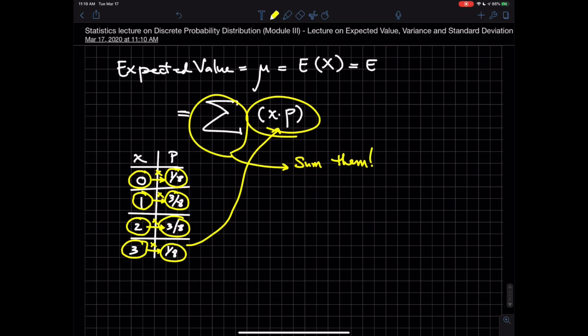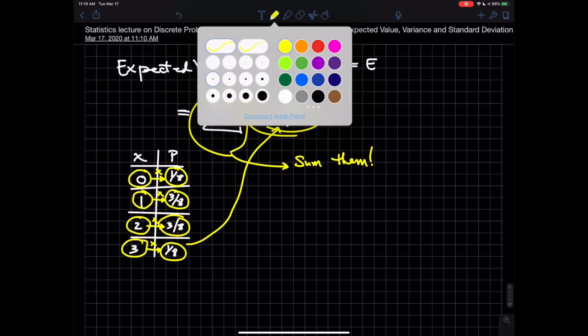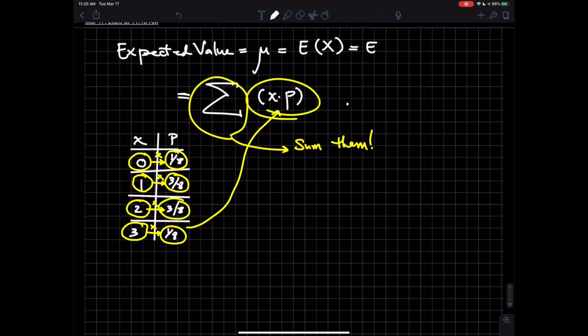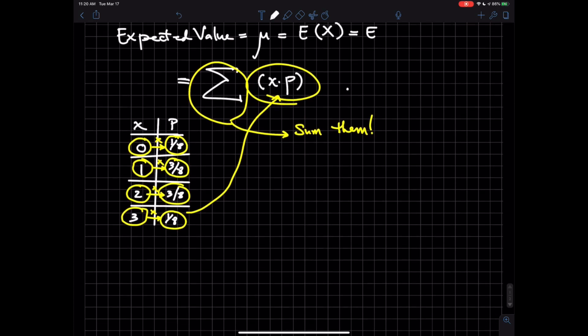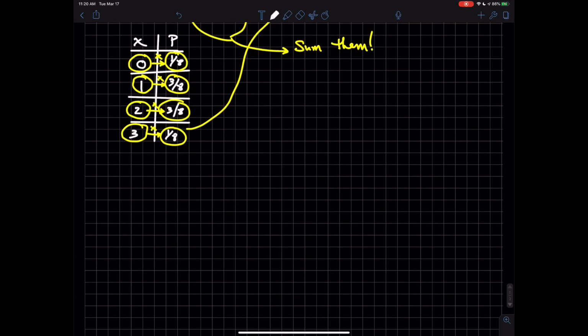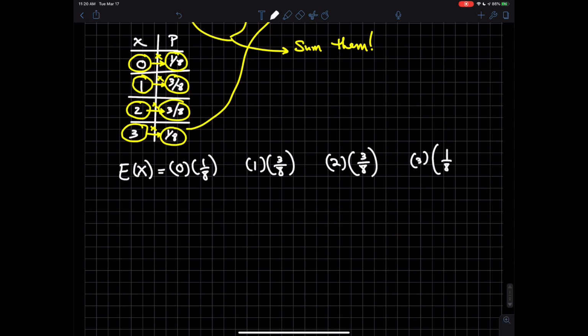If I wanted to literally show you how this is done, of course, we'll do this on a spreadsheet, but I'll just show you manually how it's done without a spreadsheet so you can actually see it unfold. So to calculate the expected value for this experiment, I have to multiply 0 by 1/8. I have to multiply 1 by 3/8. I have to multiply 2 by 3/8. And I have to multiply 3 by 1/8. And then I have to add them up.